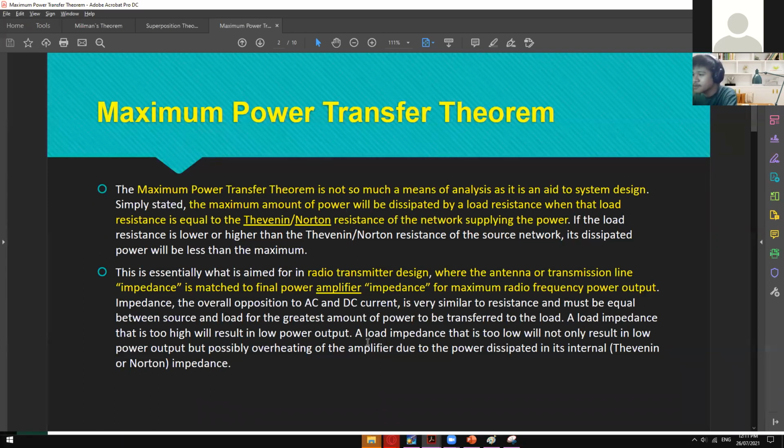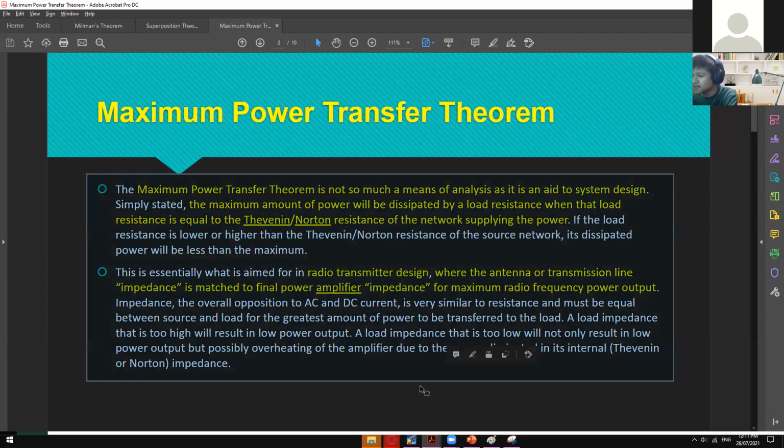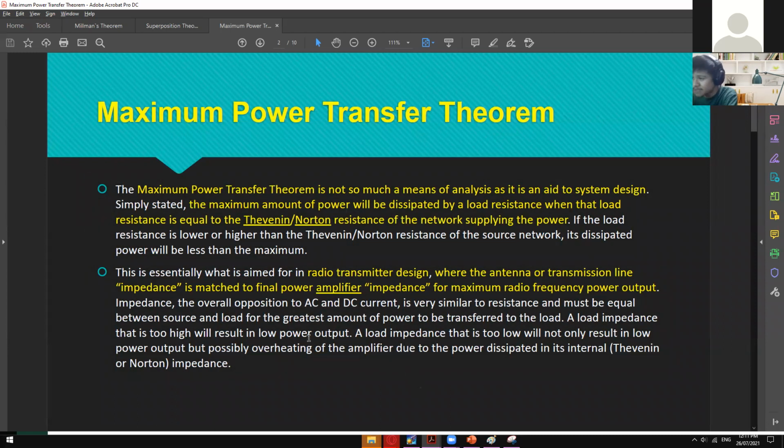A load impedance that is too low will not only result in low power output, but possibly overheating of the amplifier due to the power dissipated in its internal or the Thevenin or Norton impedance. Later on, we will prove this one, wherein we have a higher resistance or lower resistance, which will lead us to a lower power output.